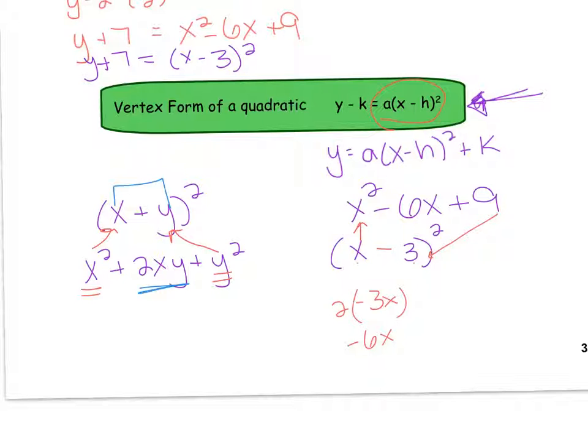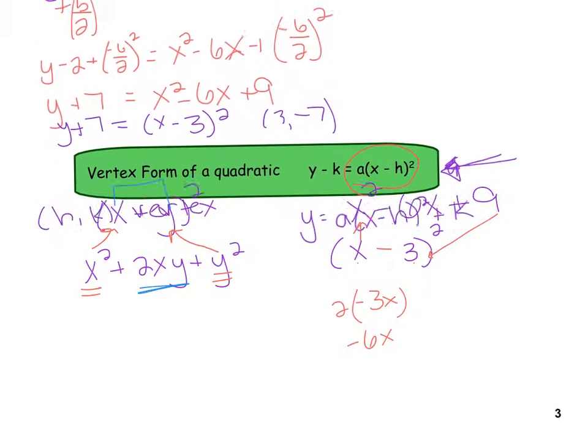Okay, so cool. What good is that? Well, the h and the k represent the vertex of the parabola. So for this particular situation, my vertex is going to be (3, -7). Yay!